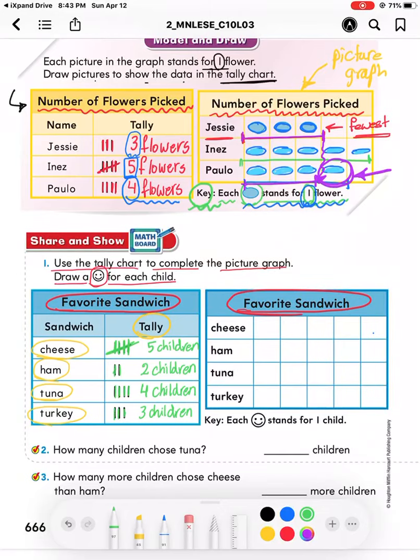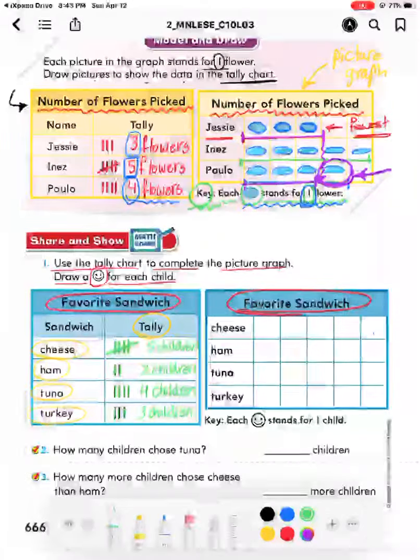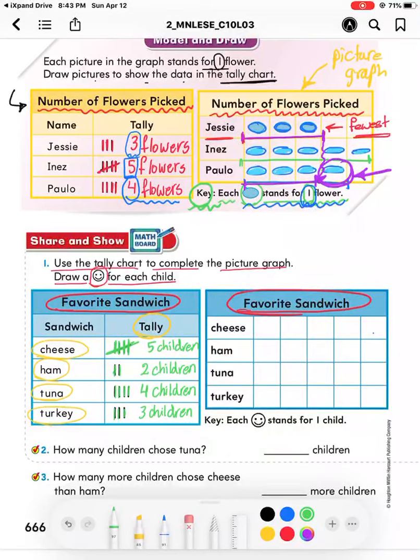Now we want to convert the tally chart into a picture graph, or use the tally chart to complete the picture graph. As I told you before, the most important thing before making a picture graph or even reading it is to read the key. I want you to highlight this word. Each happy face or smiley face stands for one child. Now, let's start with the cheese.